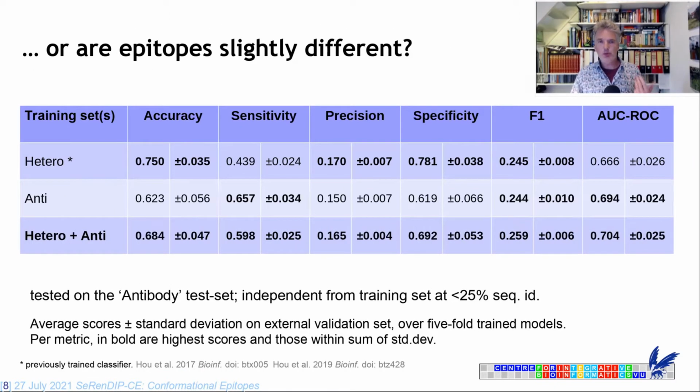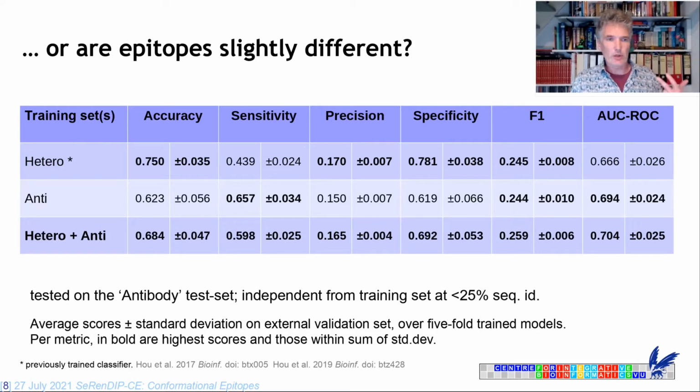But the epitopes might actually be slightly different from generic protein-protein interactions. So here I've copied the heteromeric predictor, and then we have 2 new predictors, one trained on only the antibody data set and one trained on the combination of the heteromeric proteins and the antibody data set.